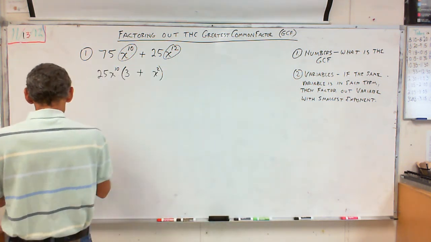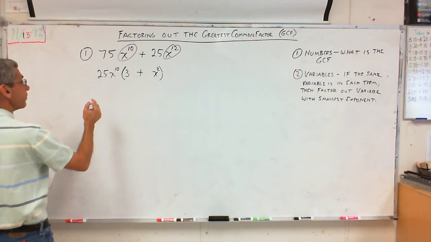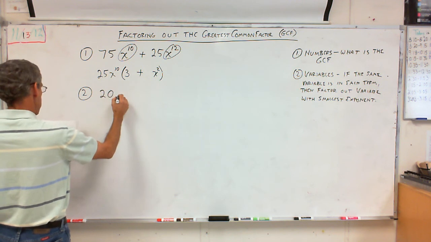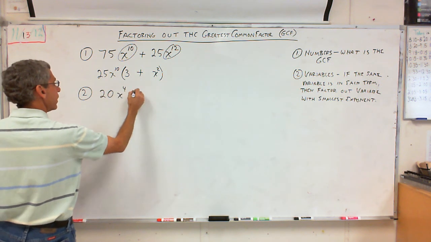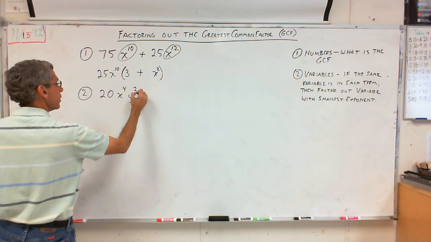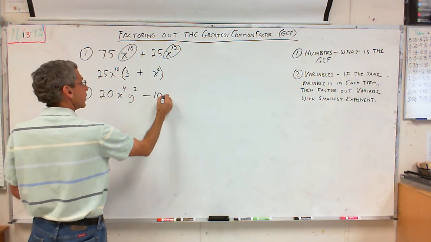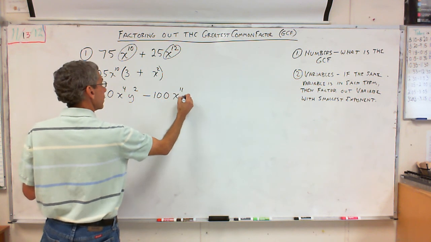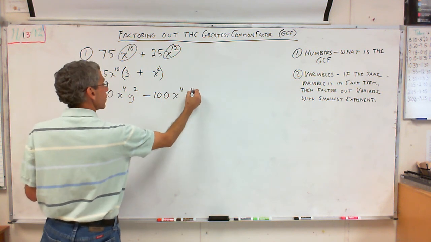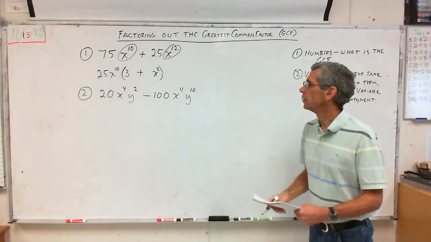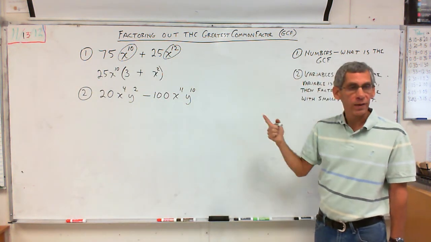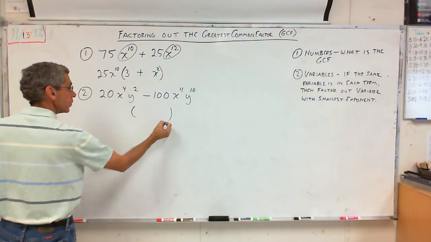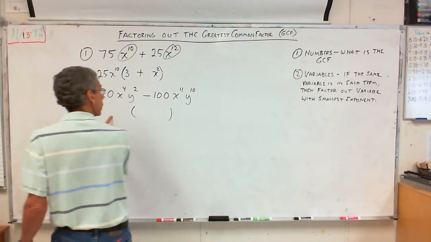All right, let's do another one. Let's try 20x to the 4th y squared, and we'll say minus 100x to the 11th y to the 10th. All right. So again, I'm going to be multiplying something times something inside a parenthesis, and I'm looking for the number that's going to go here.